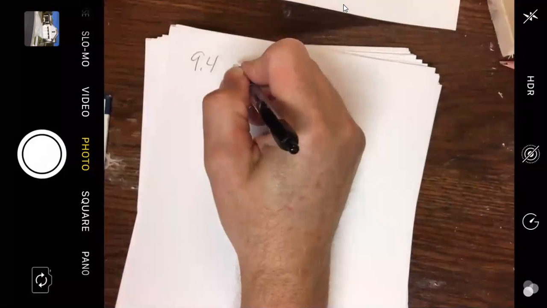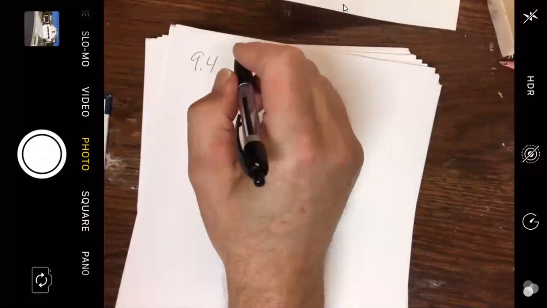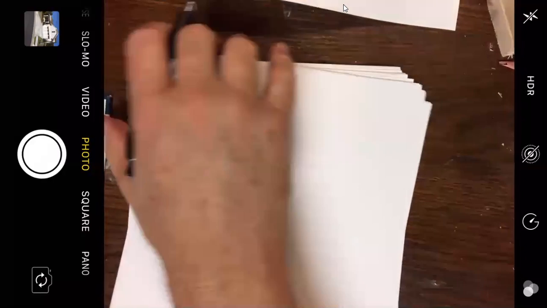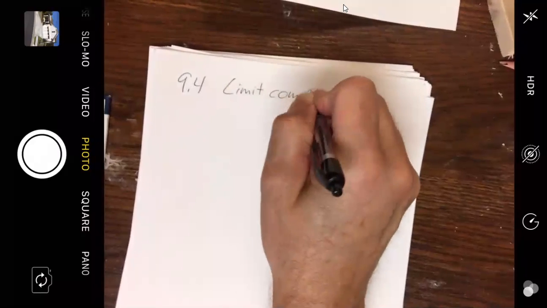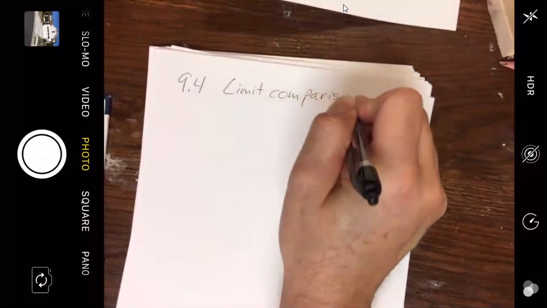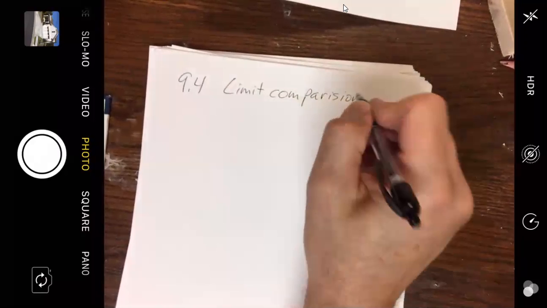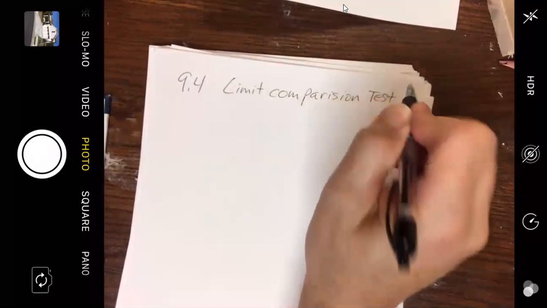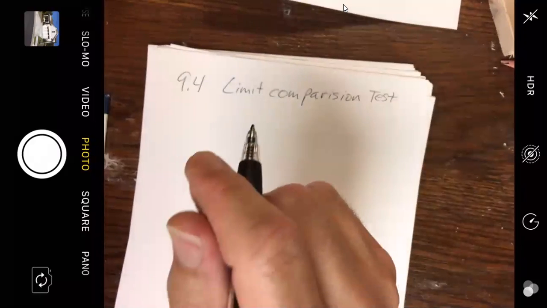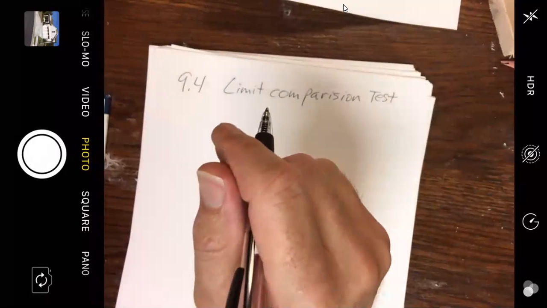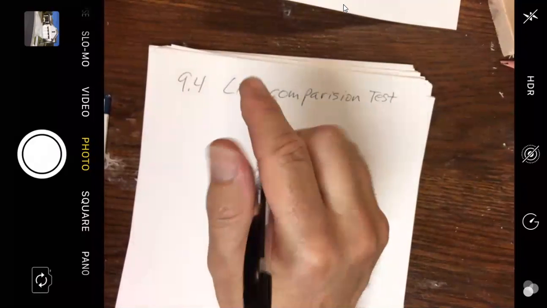They give you two tests in 9.4, a direct comparison test we won't mess with, and a limit comparison test. That's the only one we'll do. We won't mess with the direct comparison test. Don't thank me all at once. So, the limit comparison test off page 618.